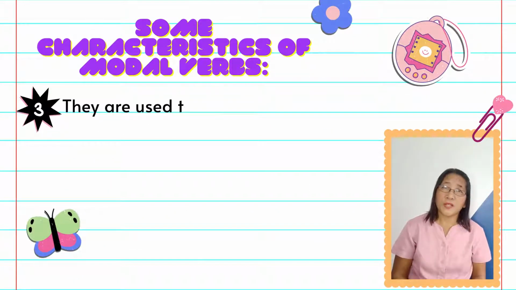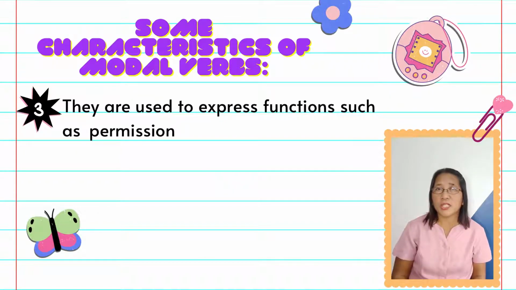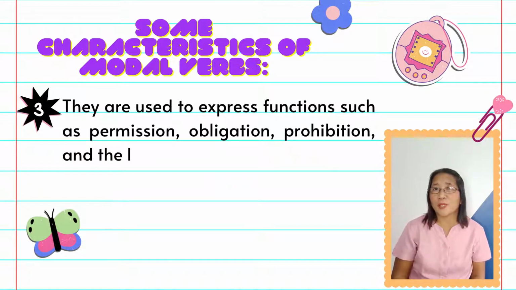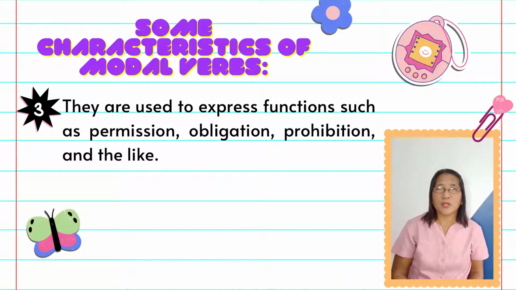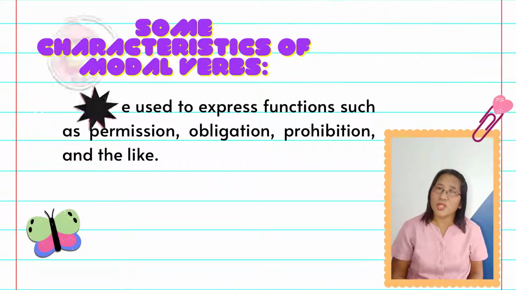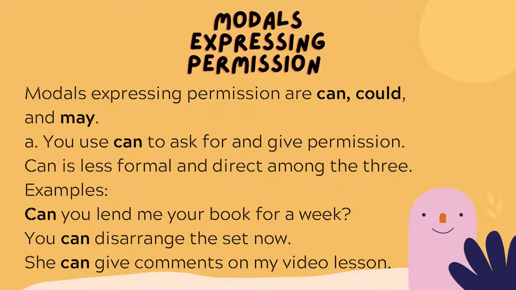Third, they are used to express functions such as permission, obligation, prohibition, and the like, as mentioned in the first part of our discussion. Now that you are being guided with the definition and characteristics of modals, it's time to discuss one by one the 3 specific functions I pointed out earlier, starting with modals expressing permission. Modals expressing permission are can, could, and may.